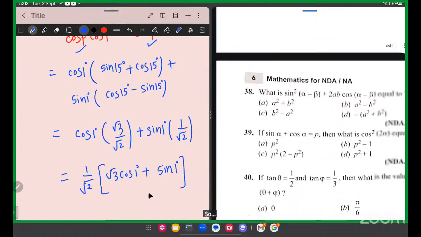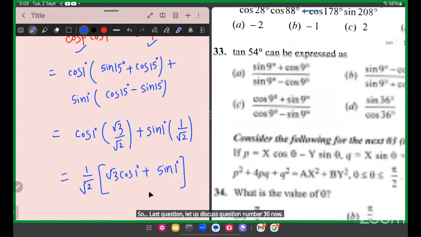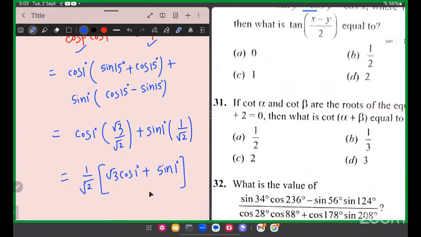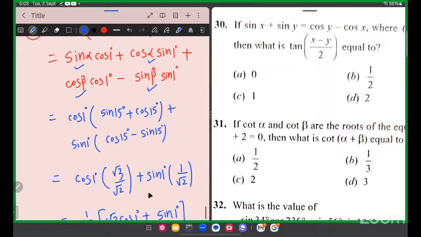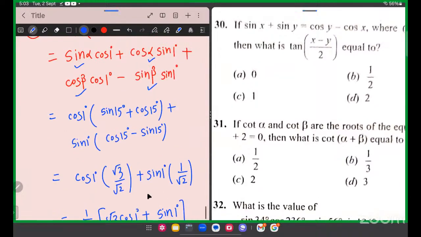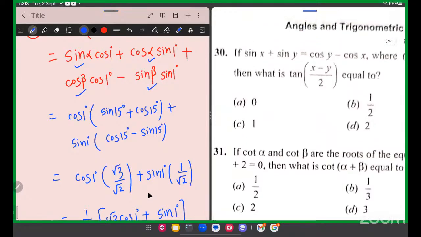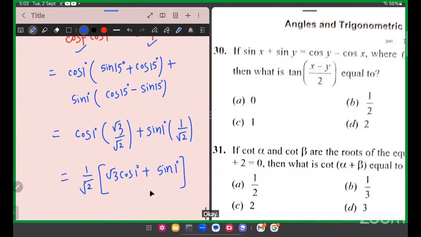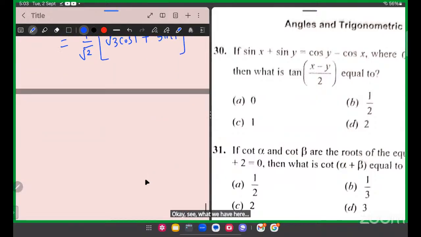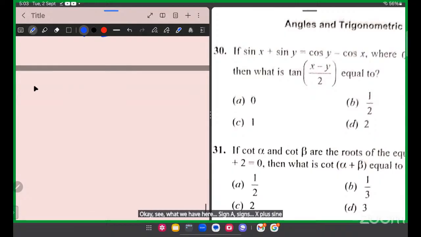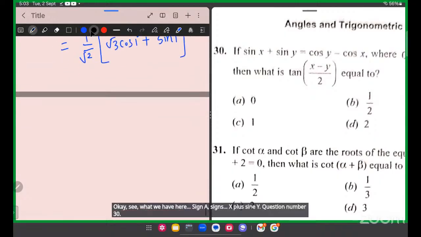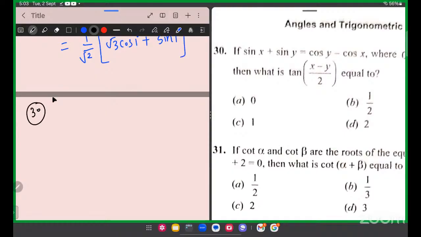Last question. Let us discuss question number 30 now. See, what we have here: sine x plus sine y is equal to cos y minus cos x.